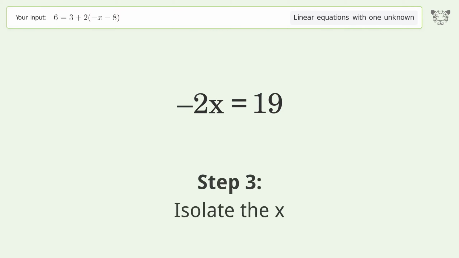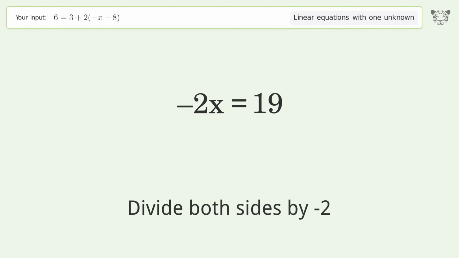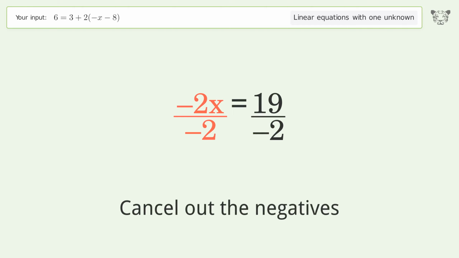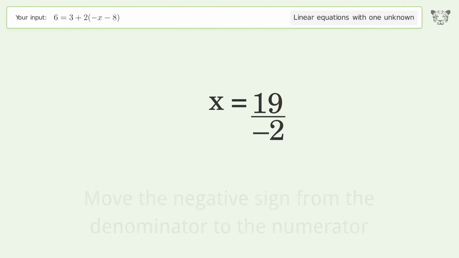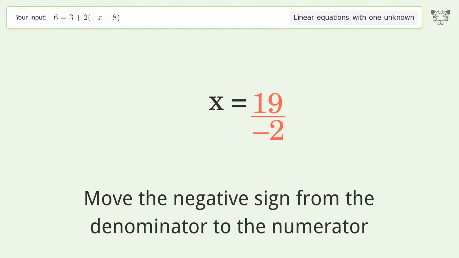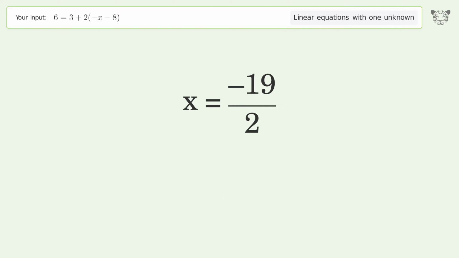Isolate the x. Divide both sides by -2. Cancel out the negatives. Simplify the fraction. Move the negative sign from the denominator to the numerator. And so the final result is x equals -19/2.